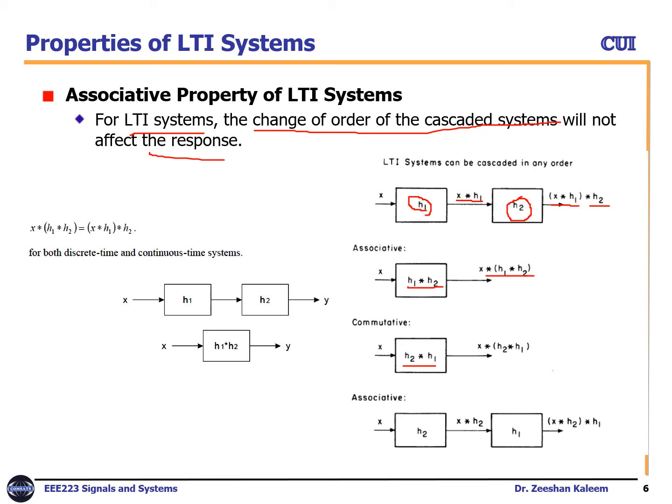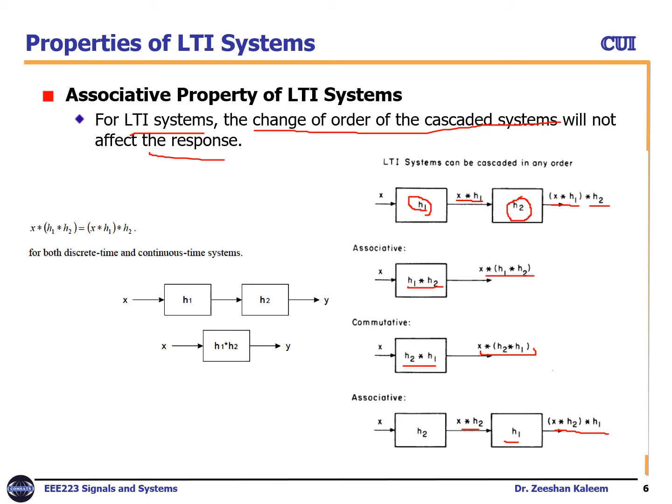So you can write h1 h2 into h2 and h1 as well. So you can get x into h2 h1, just the order is changed, right? So for the associative, x into h2, x into h2 into h1, so x h2 into h1, right?